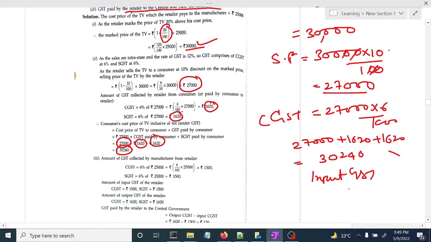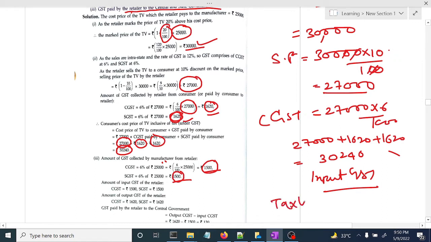Input GST will be how much? See, if you see, this is the cost price for the manufacturer. So on cost price 6%, 1500. So actually he's paying 1500 rupees as GST to manufacturer, and consumer is paying him more GST, because the cost price here is 27,000. So here GST is more, so the difference he will pay to government.